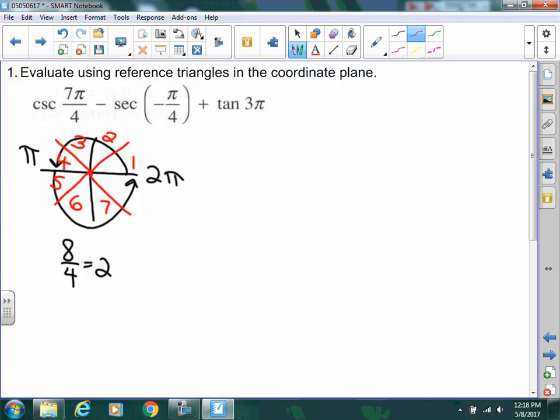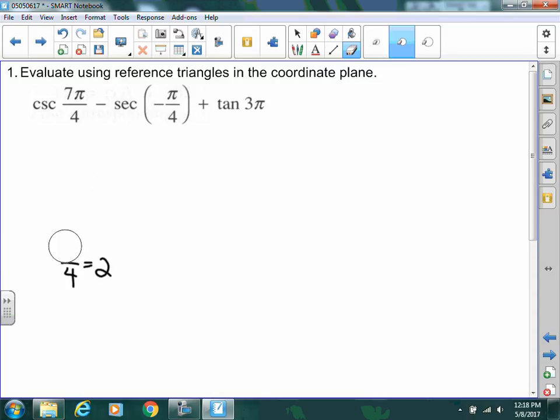So what's 180 divided by 4? Because pi is 180, right? So 180 divided by 4? 45. So that's a 45-degree angle right there left to go. So let me draw a better drawing. I just wanted you to think about 1, 2, 3, 4, 5, 6, 7, almost 8. Let me draw you a better drawing.